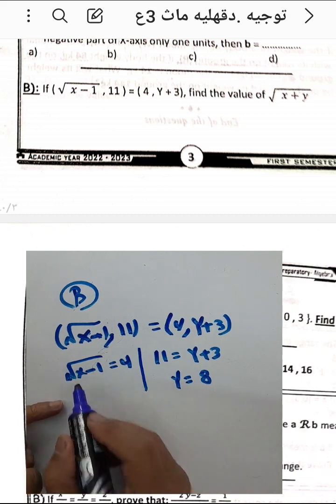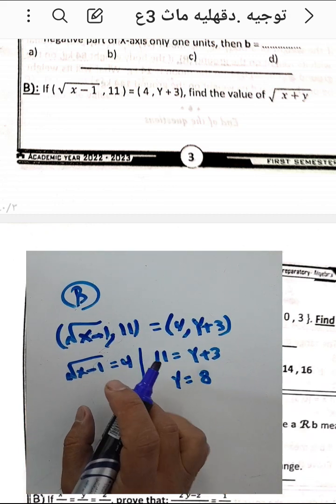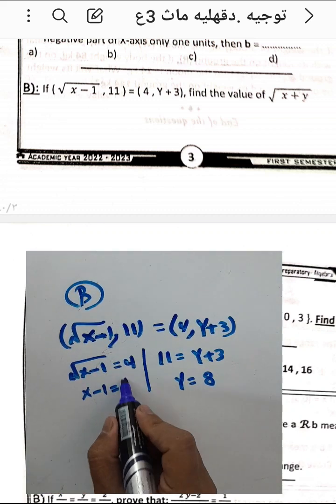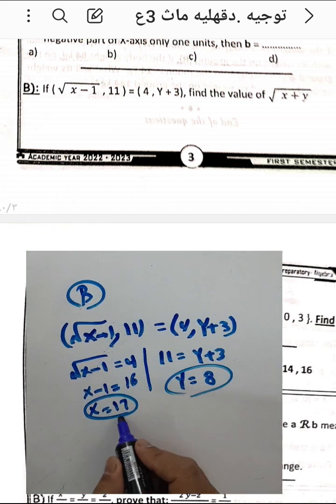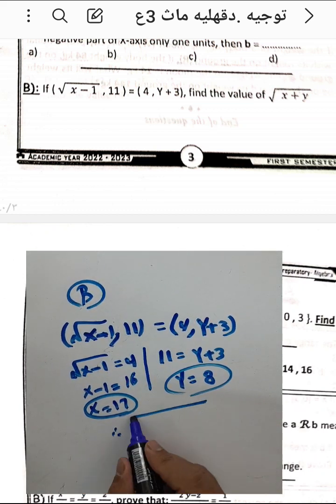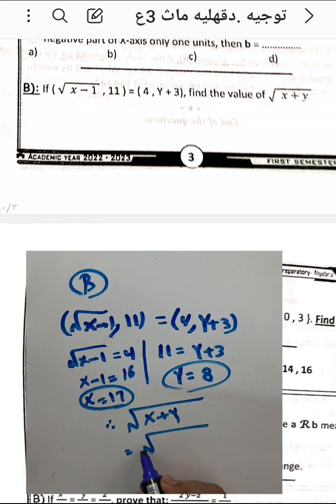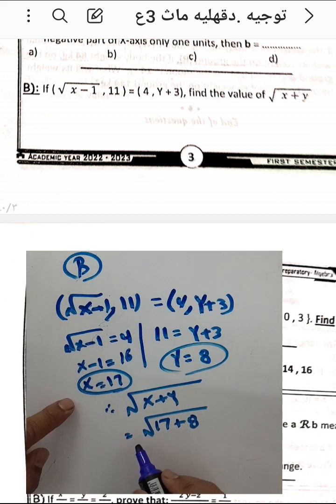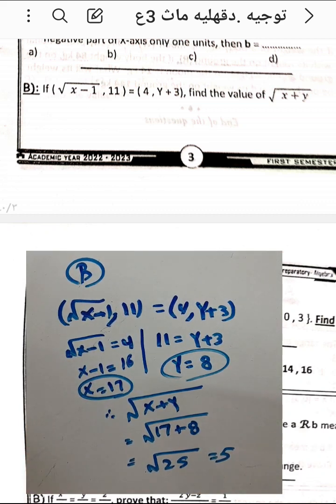And here square root of this number, put power 2 on the left-hand side and the right-hand side to cancel the square root. Then x minus 1 will be 4 power 2, which is 16, then x will be 17. We have here x and y. Then you want to find the square root of x plus y: it will be the square root of 17 plus y, which is 8. The result here will be the square root of 25. The result will be 5, the value of the square root of x plus y.